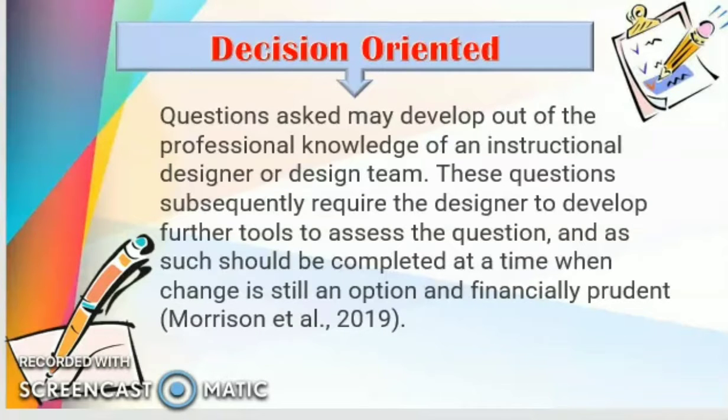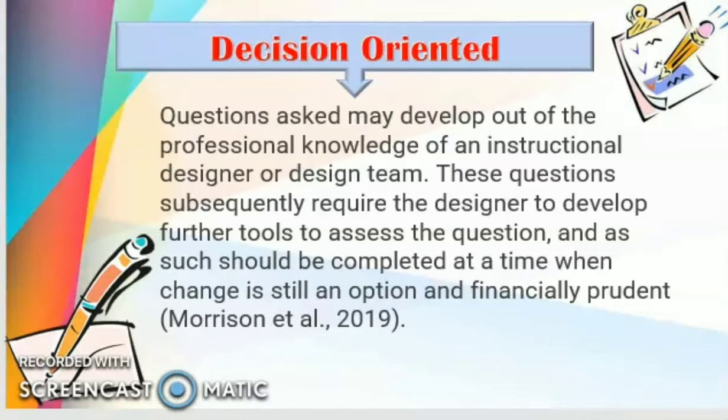Next is decision-oriented. According to Morrison et al. 2019, decision-oriented questions may develop out of the professional knowledge of an instructional designer or design team. These questions subsequently require the designer to develop further tools to assess the question, and as such should be completed at a time when change is still an option and financially prudent.